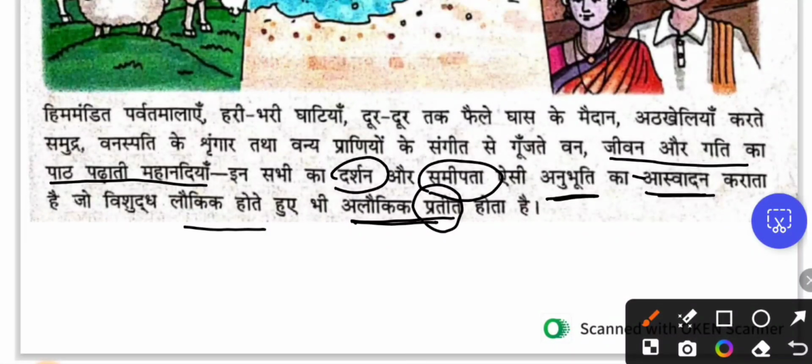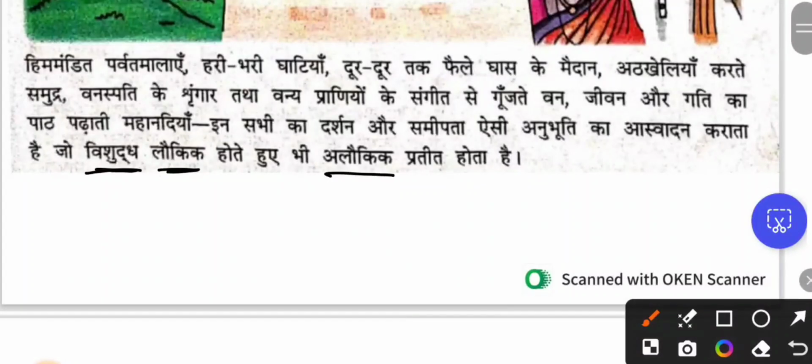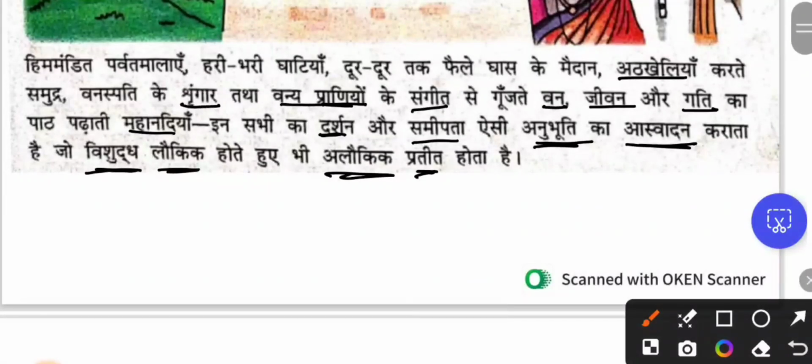So how beautifully the author has described the nature and the feelings that we get when we are connected to the nature. Vishuddh is purely, Laukik is worldly, Alaukik is supernatural. Pratik is symbolized, Aswadan is taste, Anubhuti is experience or feeling, Samipata is going nearby, Darshan is seeing, Mahanadi is big river, Atikelia is playful act, Van is forest, Gati is movement, Jivan is life, Pranyo is Vanya Pranyo is wildlife, Sangeet is music, Shringar is the beauty, Vanaspati is vegetation which covers trees, plants, creepers, climbers, Samudra is ocean, Himmandit is snow covered, Parvatmala is mountain ranges, Haribari is greenery, filled with greenery, Ghatia is valleys, Ghas is grass, Maidan is plains. So we have the mountains, we have the valleys, we have the forest, we have the rivers.